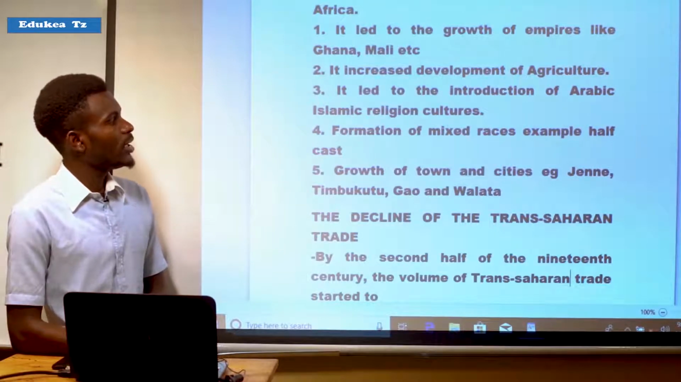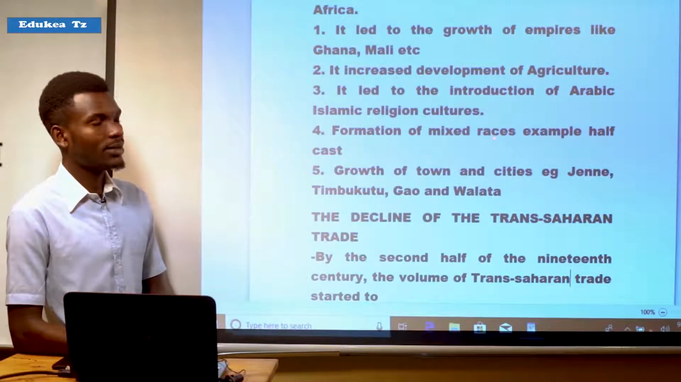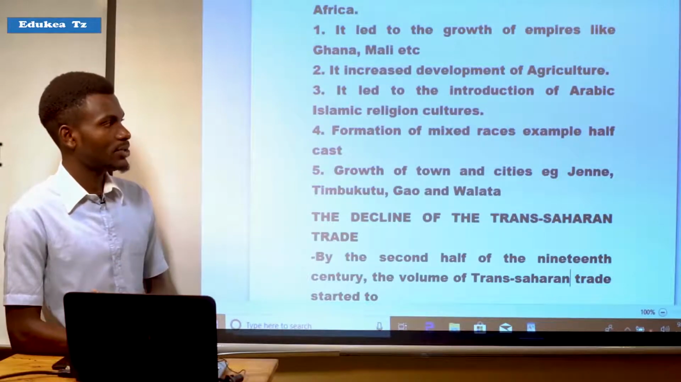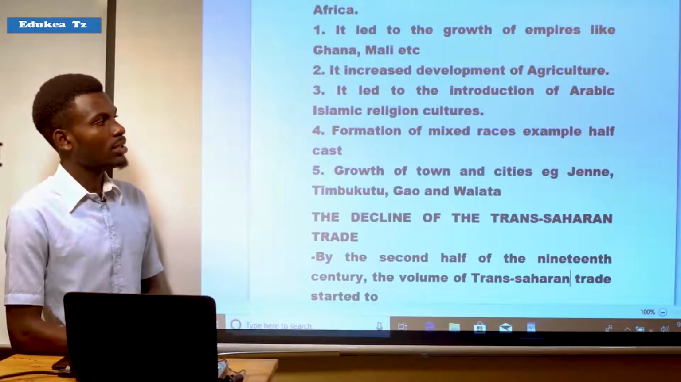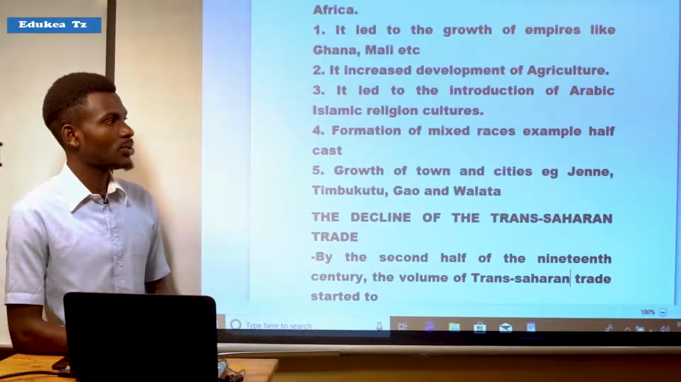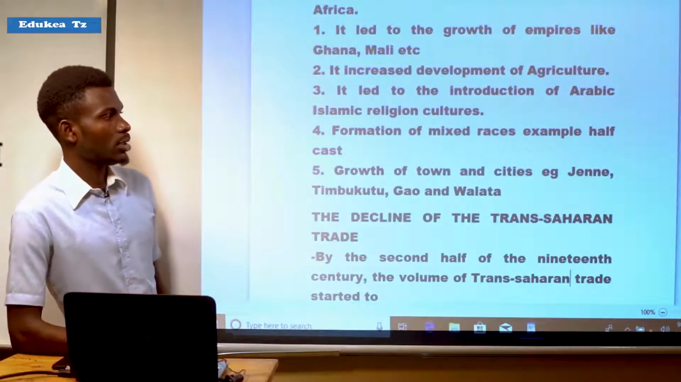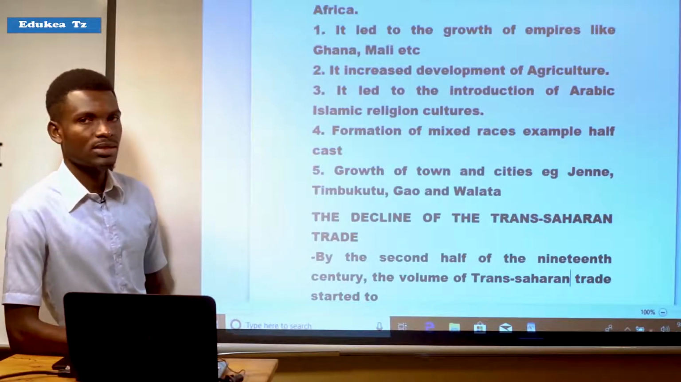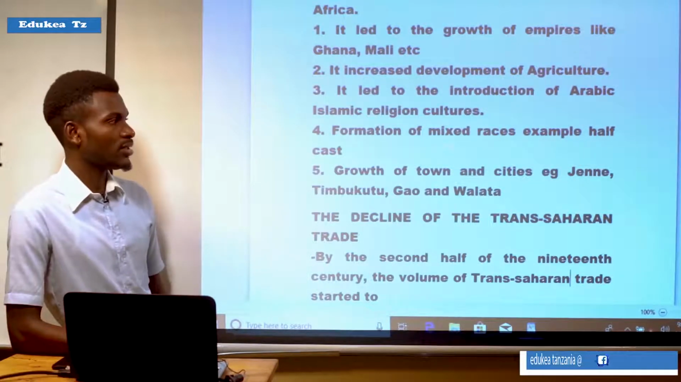And the fourth one was formation of mixed races, for example half caste. It means that there was formation of mixed races as there was intermarriage between the Africans and the white race, or Arabs and the Europeans. So the mixed races emerged, for example half caste, the races which happened during the trade or after the trade.